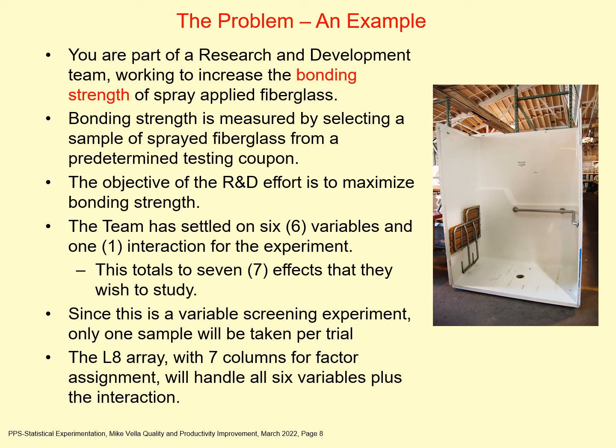Here's an example. Consider the photograph on the right is a typical fiberglass shower enclosure. You are part of a research and development team working to increase the bonding strength of sprayed applied fiberglass. Bonding strength is measured by selecting a sample of sprayed fiberglass from a predetermined testing coupon, typically selected from the weakest part of, in this case, the shower stall. The objective of the R&D effort is to maximize bonding strength. Your team has settled on 6 variables and 1 interaction for this experiment. This totals 7 effects that we wish to study.